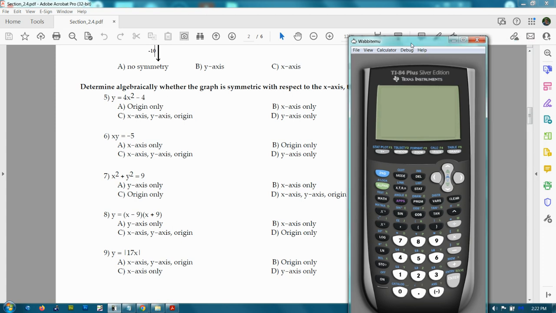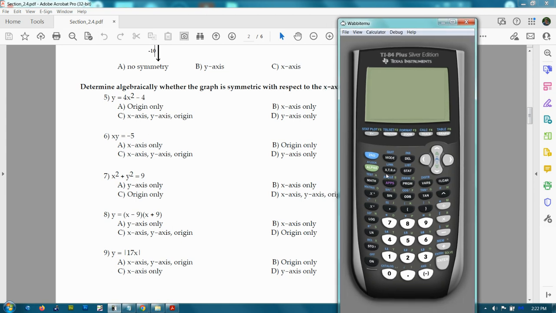Granted, if you wanted to show x-axis symmetry, you would replace y with negative y and see if the original equation worked out to be the same as the new. If you wanted to show y-axis symmetry, you would replace x with negative x, and if you wanted to show origin symmetry, you'd have to replace x with negative x and y with negative y and see if the resulting equation was the original. But let's just graph these and we can just look at it and see what's going on. Be a lot more simplistic.